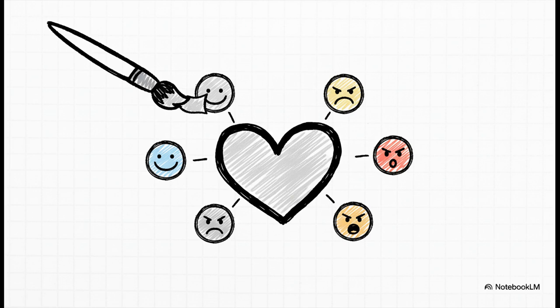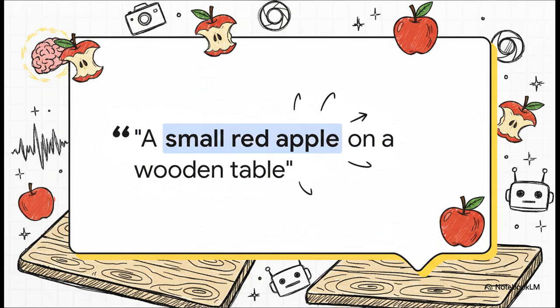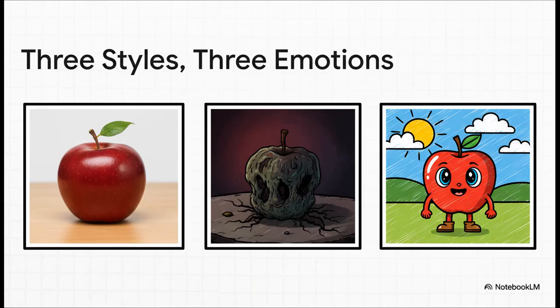Let's try something else. We'll take an even simpler object and see if we can make you feel completely different things about it just with a style word. Our next prompt couldn't be simpler. A small red apple on a wooden table. That's it. I mean, there's not a lot of emotion in that, right? Or is there? Let's find out what the AI thinks. And would you look at that? It's incredible. Just by adding one single style word, we totally change what the apple means.